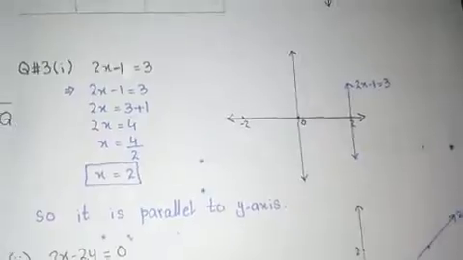Clear? Now let's see the next question, and the next question is 2x minus 2y is equals to 0. Again we will draw the graph and then we will tell whether it is parallel to x-axis or y-axis. So let's see the solution.